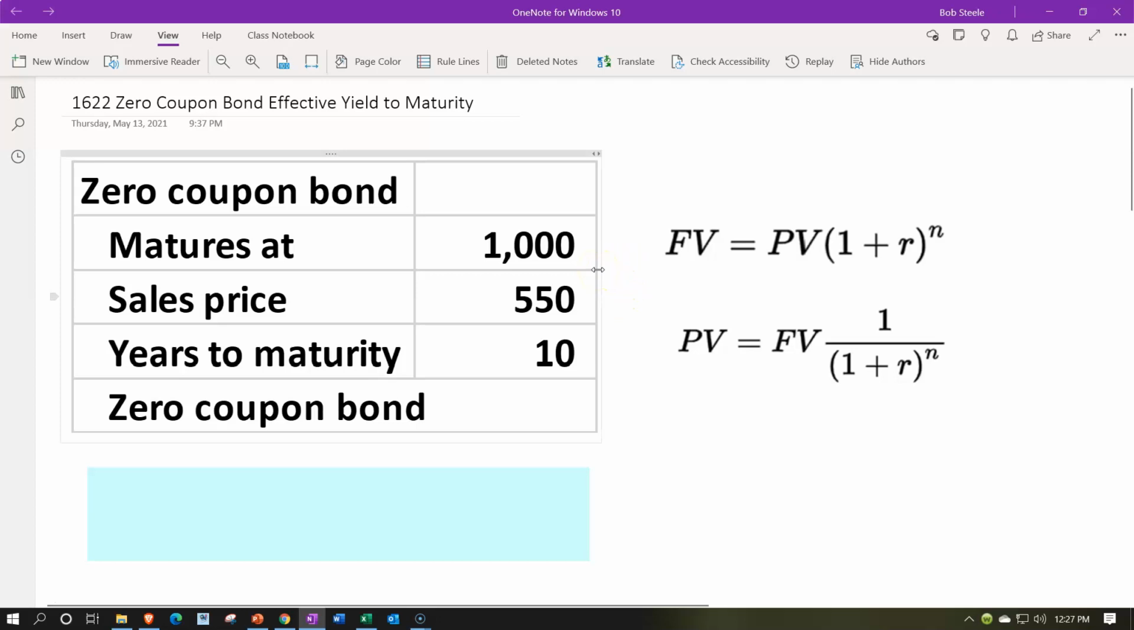Here, we wouldn't have to take the present value of the interest payments when calculating the sales price, due to the fact that there's zero coupon. So we have a fairly straightforward calculation where, if we knew the effective yield to maturity, we would simply be present valuing the $1,000 back 10 years at whatever that rate would be. Therefore, if we're missing the yield to maturity and that's what we're trying to find, one way to do that would be to use either the future value calculation or the present value calculation, plug in our knowns, and then solve for the unknown.